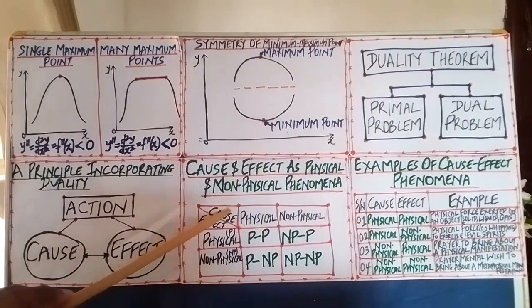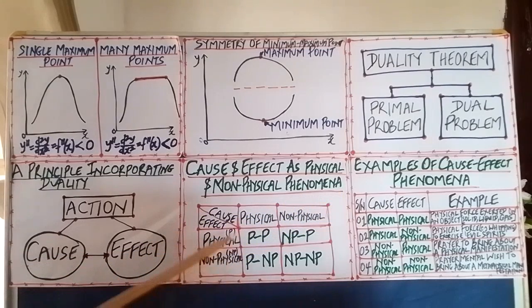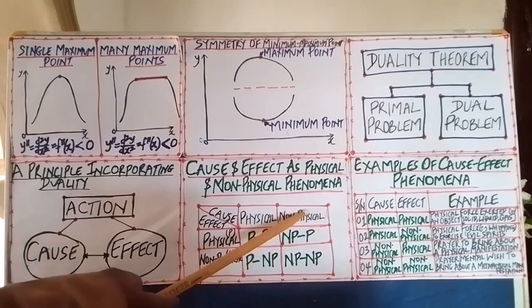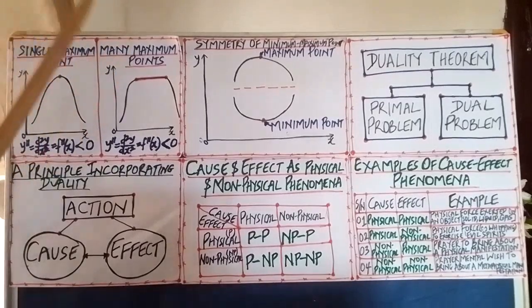So we can see the cause. The cause is on the horizontal line, and then the effect we have here. So when the cause is physical, a physical cause can bring forth a physical effect. A physical cause can bring forth a non-physical effect. A non-physical cause can bring forth a physical effect. A non-physical cause can bring forth a non-physical effect. So that is what we have. That generalizes all the possibilities that we can have with respect to all our activities in the universe, irrespective of what our belief is, with respect to science, with respect to theology, with respect to philosophy.